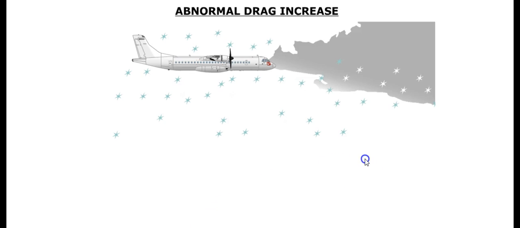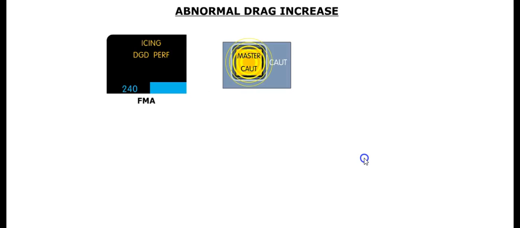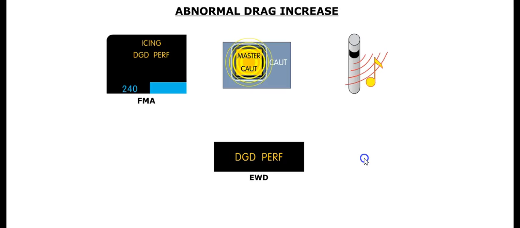The system will provide a degraded performance caution when there is an abnormal drag increase that could be due to severe icing conditions. The indications of this situation consist of an amber degraded performance message on the FMA, both master caution lights flashing, a single chime, and an amber degraded performance message on the EWD.